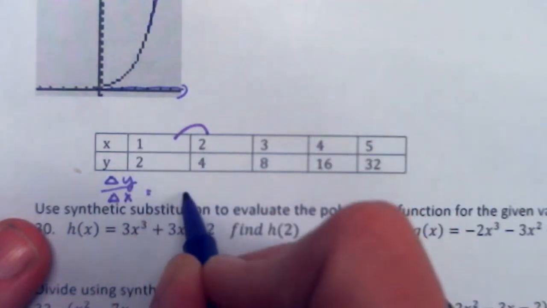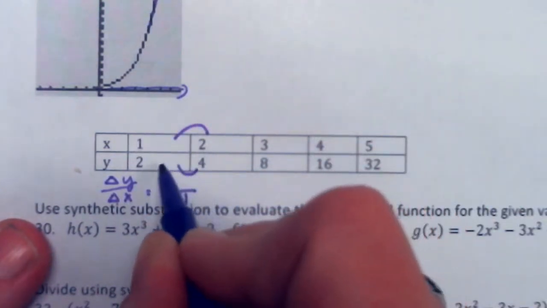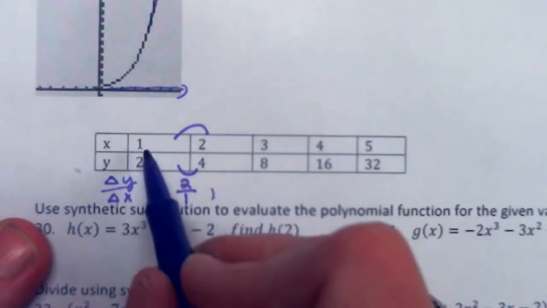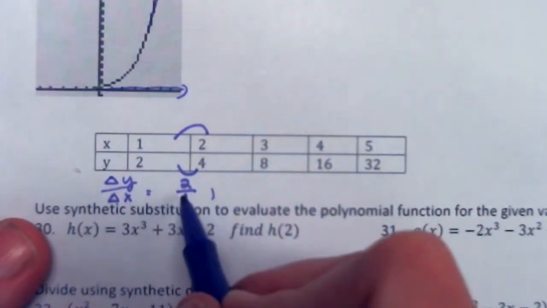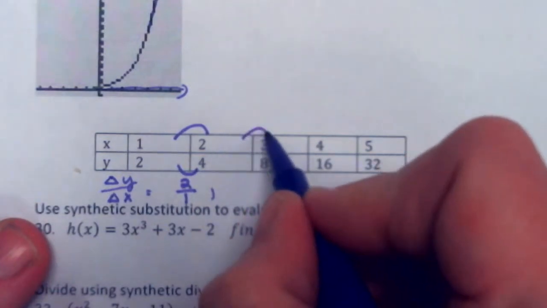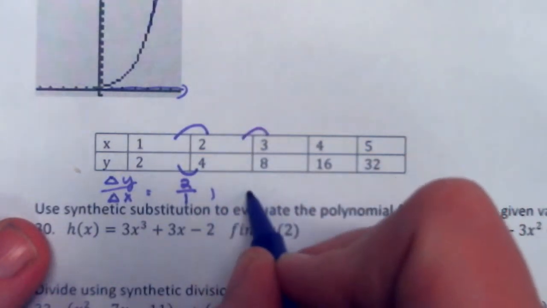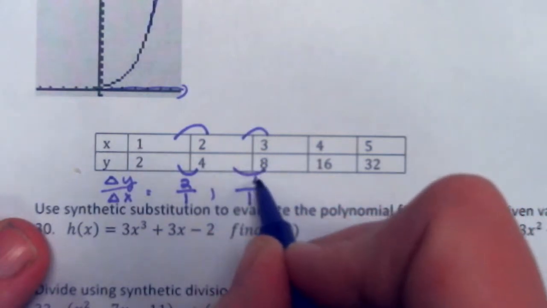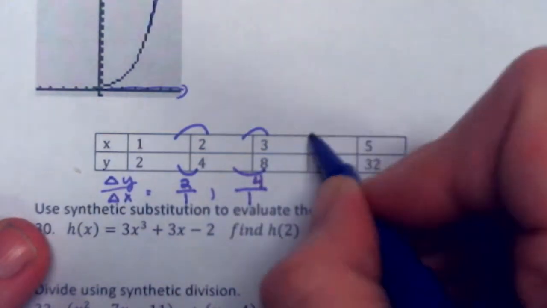So from 1 to 2, the difference in the x's is 1. From 2 to 4, the difference is 2. So the rate of change on the interval as x goes from 1 to 2 is just 2 over 1. As x goes from 2 to 3, the difference in the x's is still 1. The difference in the y's from 4 to 8 is 4. Okay, well that's larger. Let's check the next one.